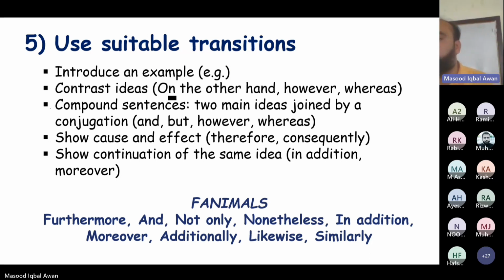If we could not express an idea in one word or in one paragraph, we can use certain words. The key is to remember these words: F A N M A, or FANMA. F for furthermore, A for and, N for not only, M for moreover, A for nonetheless, in addition, moreover, additionally, likewise, similarly. So this will provide you an opportunity for suitable transitions to link ideas and to create coherence between sentences, between paragraphs, between sections.